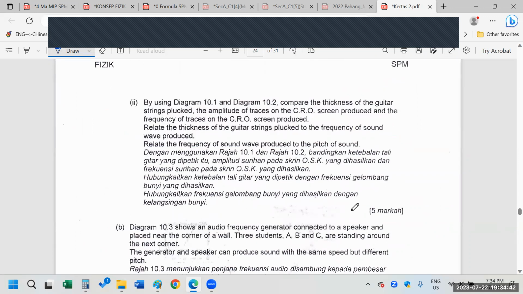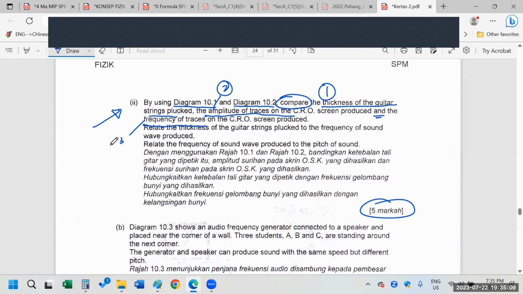Now, for example, an essay question. No need to know what it is. Just look at diagram 10.1, 10.2. Compare the thickness of the guitar string. Compare the amplitude. And compare the frequency trace. So 1 mark, 2 marks, and 3 marks.